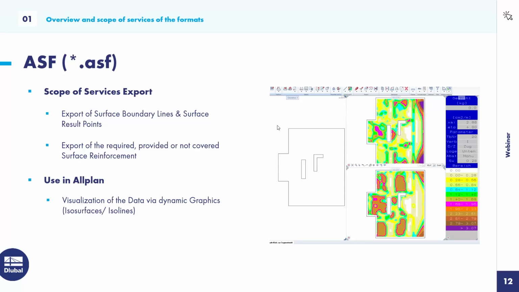And now you can define the reinforcements, for example, mesh reinforcements inside that surface. And these graphics will then show the remaining or the not covered reinforcements. Yeah? So you can graphically see where something is missing, where you have to add additional rebars. That is the use case.